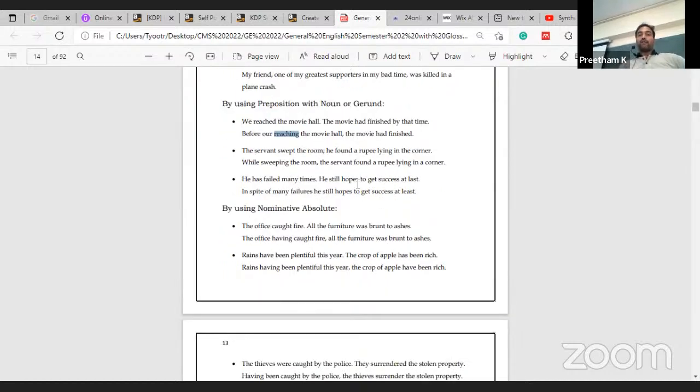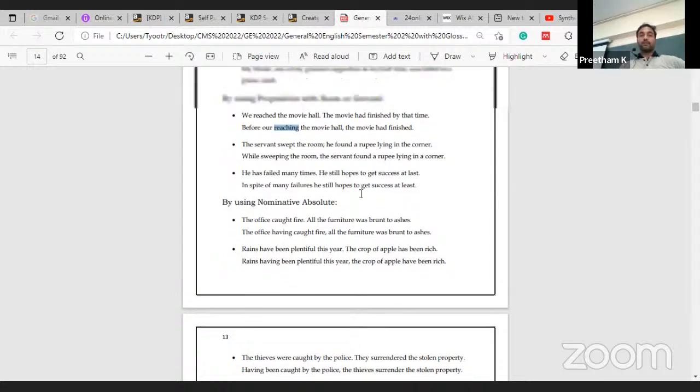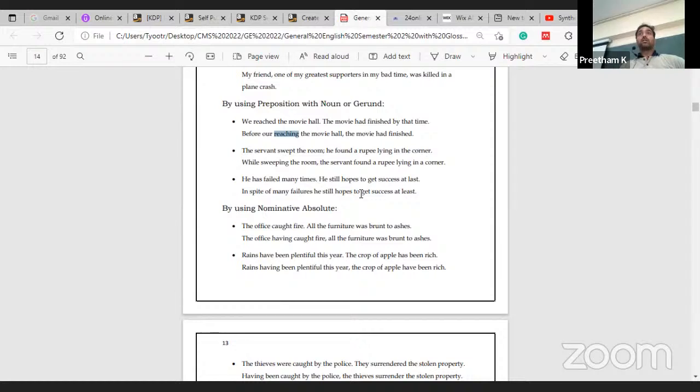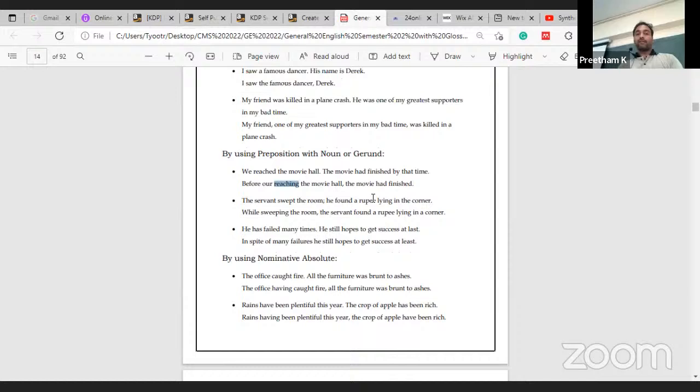The servant swept the room. He found a rupee lying in the corner. While sweeping the room, the servant found a rupee lying in the corner. Which one? A coin or a note. He has failed many times. He still hopes to get success at last. In spite of many failures, he still hopes to get success at last. So here they have used prepositions such as before, while, in spite of. Okay, they have used prepositions and also gerunds.